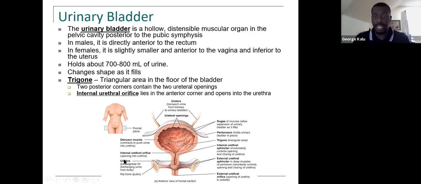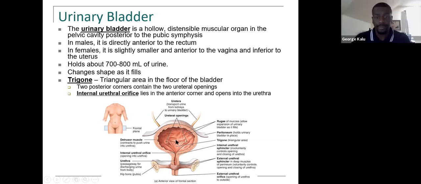So typically the bladder is able to hold about 700 to 800 milliliters of urine. And as it swells, as it starts to fill, it's going to be able to change shape, and swell up in order to accommodate that urine. And that's going to be due to transitional epithelium inside the walls of the bladder.